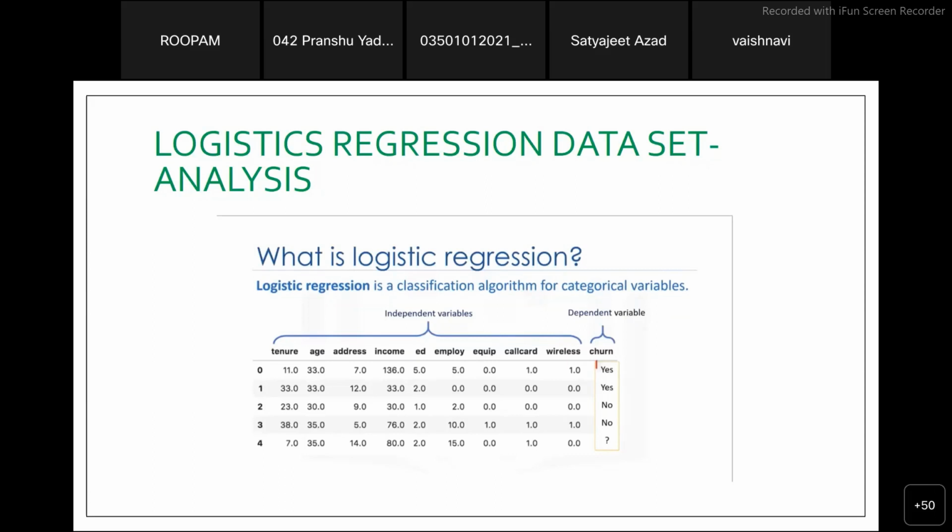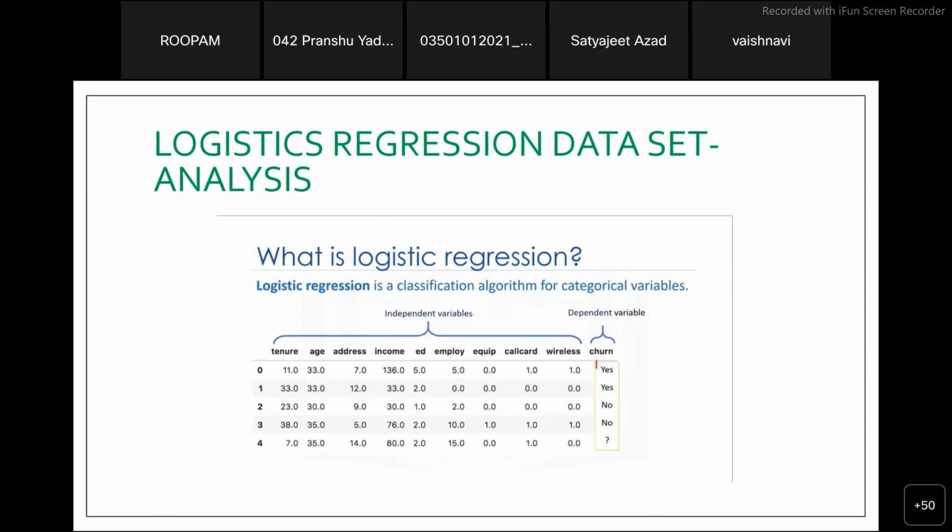Churn means, let's say this is a case of a company where tenure of an employee, age, address, income, education, employee ID, equipment ID, caller, and so on. These are all independent variables. Based on that, we have historical data and we are seeing that employee number 1 is going to churn, employee number 2 is not going to churn, employee number 3 is going to churn, and for 4 we don't know, because these are historical data. So 0 to 3 is historical data and the fourth one is now a test case.